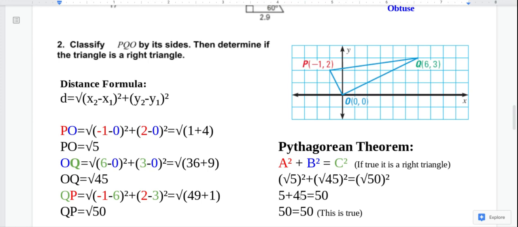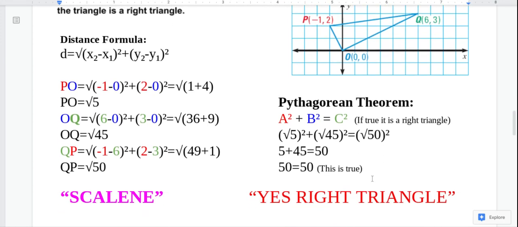So we have 5 plus 45 equals 50, which is 50 equals 50. Obviously, that is true. So this is a right triangle. Yes, it is a right triangle. Had this come out 49 equals 50, then no, it would not have been a right triangle.